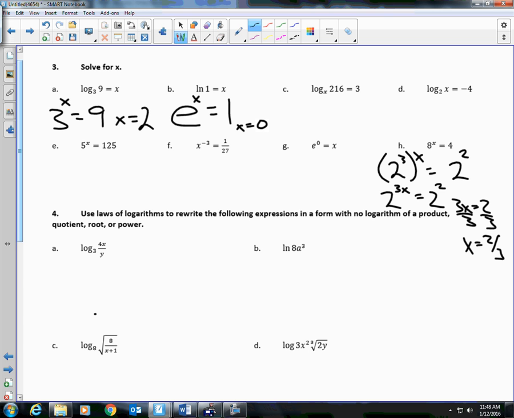Okay, well, g, what is e to the 0 is x? What's anything to the 0 power? 1.